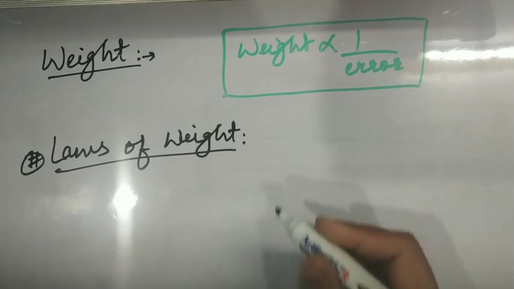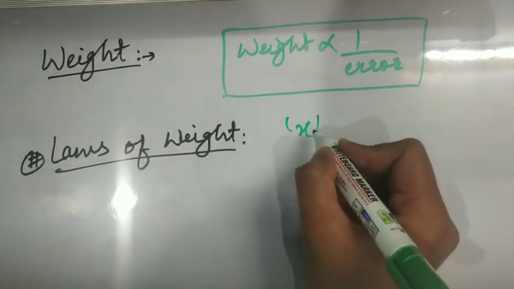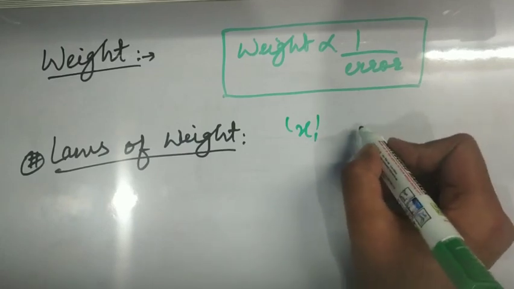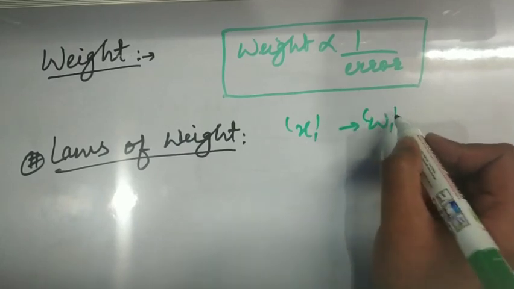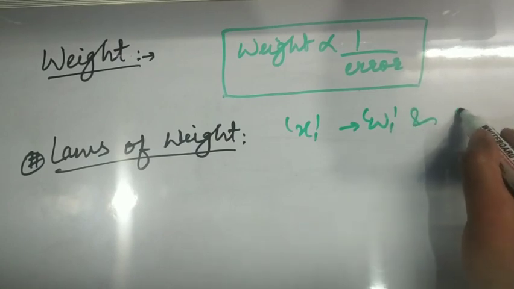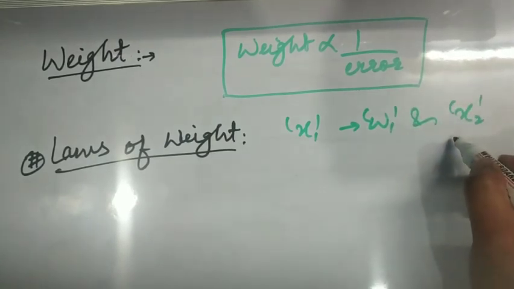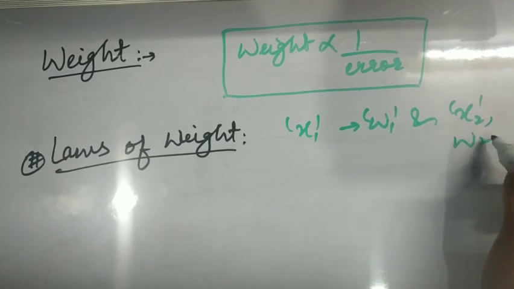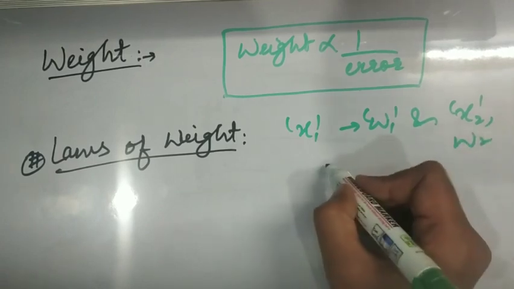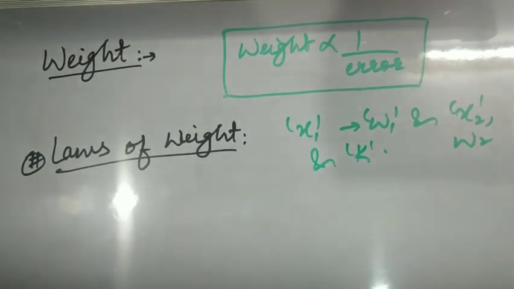See, if any measurement x1 is taken with weight w1 and another measurement x2 is taken with weight w2, and k is any constant, then we can apply a lot of operations like addition, subtraction, multiplication by a constant, division by a constant, or addition or subtraction with a constant.